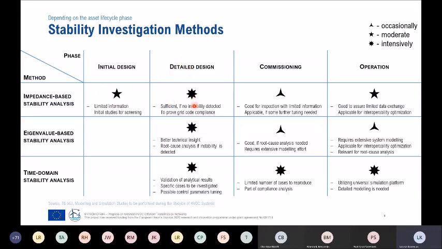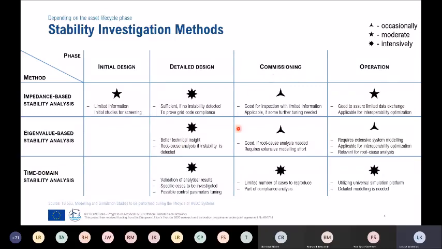When we go to the detailed design, one can see that all of the methods could be equally utilized and used for investigation. What is maybe worth mentioning is that impedance-based is just fine to identify whether there are instability challenges. However, eigenvalue-based stability analysis perhaps is more useful in order to investigate the system in detail in case of instability, determine the root cause, and have a quite clear indication of what the potential mitigation measures are.